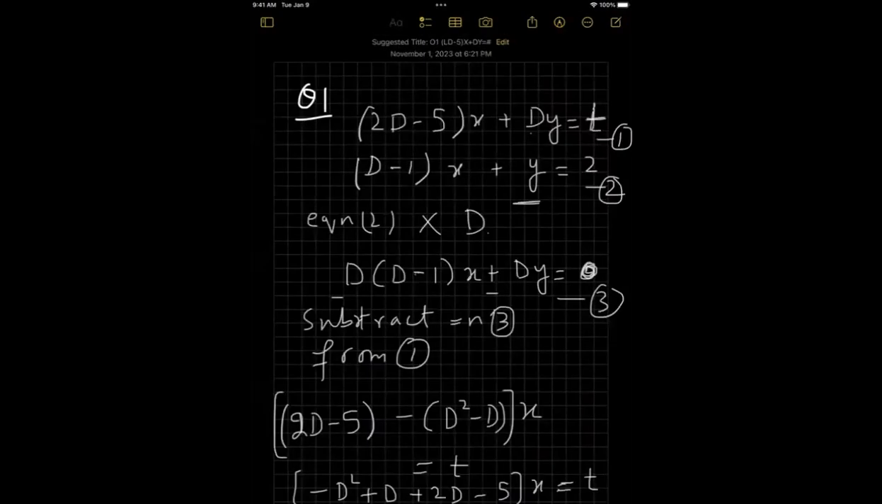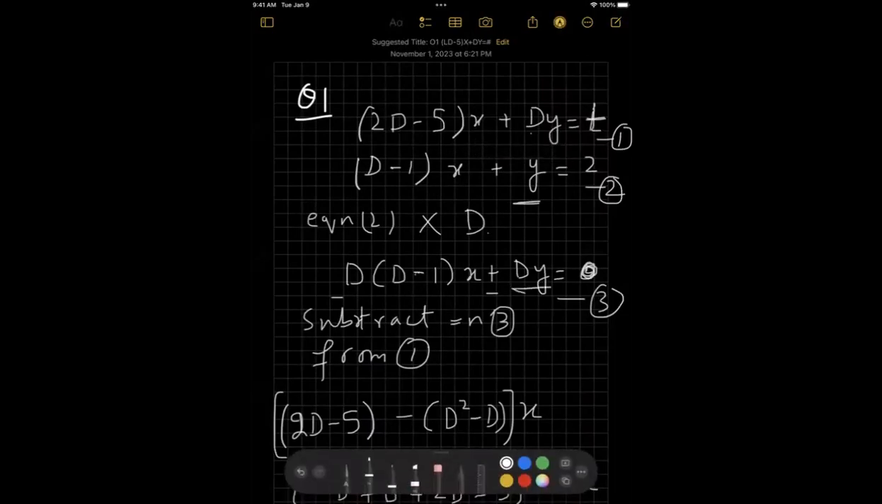Now to cancel one variable, we multiply and divide by something which can make at least one variable equal in both equations. So here we have multiplied by D. When we multiply, it is a derivative, d by dt, so it is 0. Now we have one equation, our equation 3.